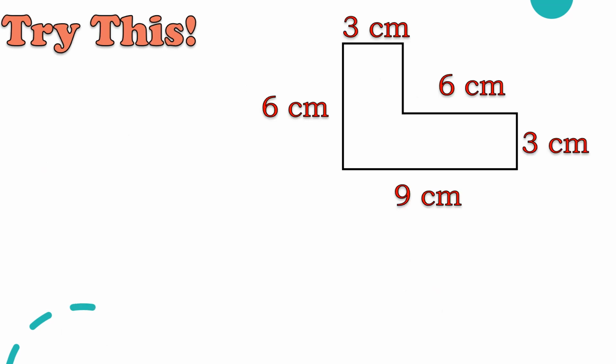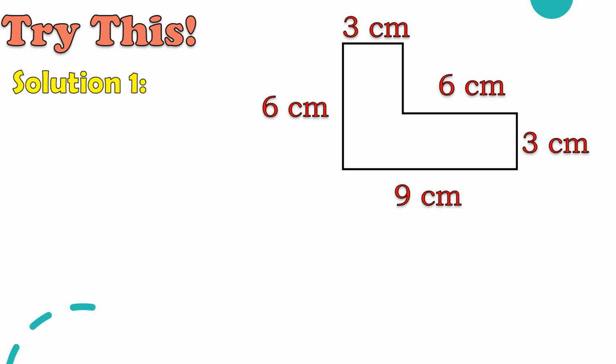So let's try this figure. So the illustration is an irregular figure. So it is made up of squares and rectangles. So how can we find its area? So we can find its area using the following two ways. So let's start with the solution number 1.